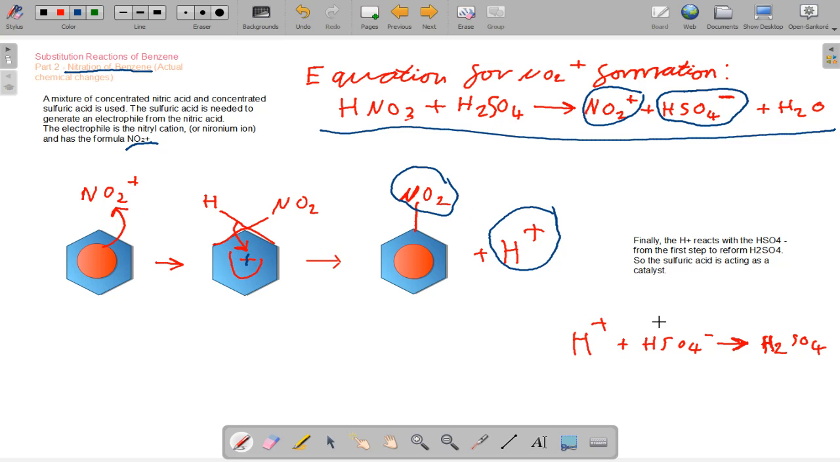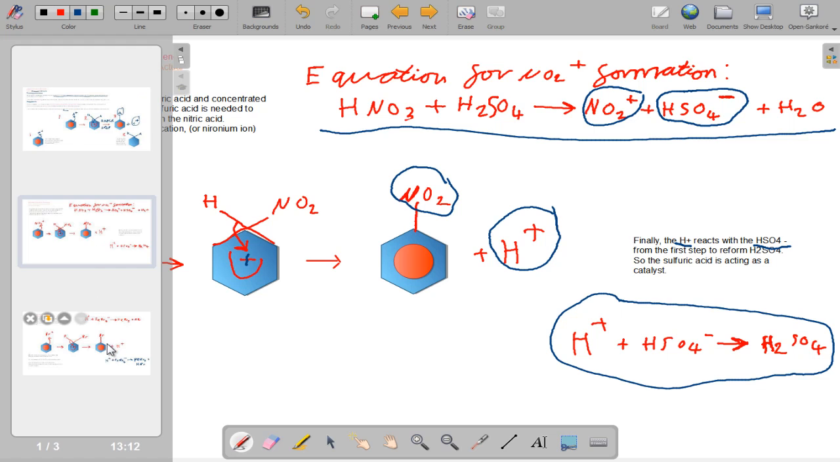This is a good way to remember it. In order for the H+ ion to cancel out, it can react with the HSO4- ion to reform sulfuric acid. So the catalyst actually regenerates.